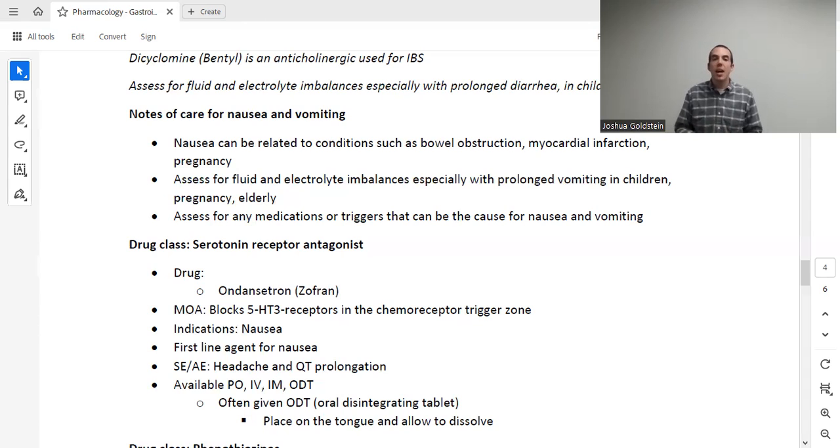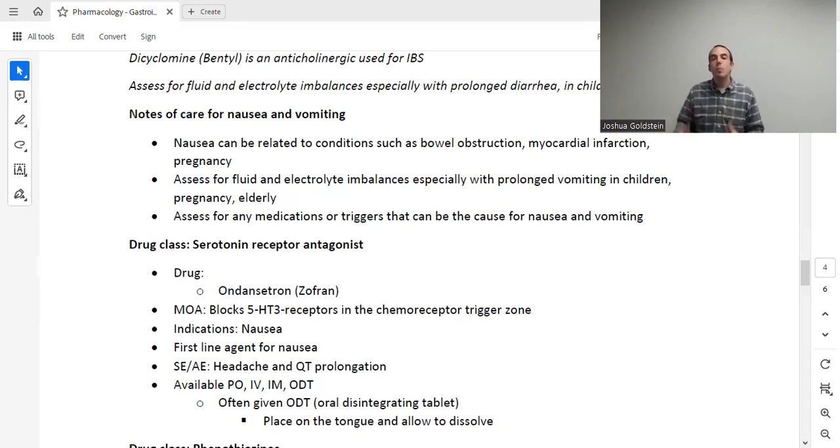It does have two adverse effects. One is a headache, one is QT prolongation. The headache is relatively common, so I do think that's good to include here. It's fair game for a test. This does come in several different forms. It comes PO, it comes IV, IM, and ODT. ODT is an oral disintegrating tablet. Hopefully you already learned this in your lab or skills portion of your nursing training. But what it is, you have the patient place it onto their tongue, it dissolves into their saliva, and they swallow it that way.